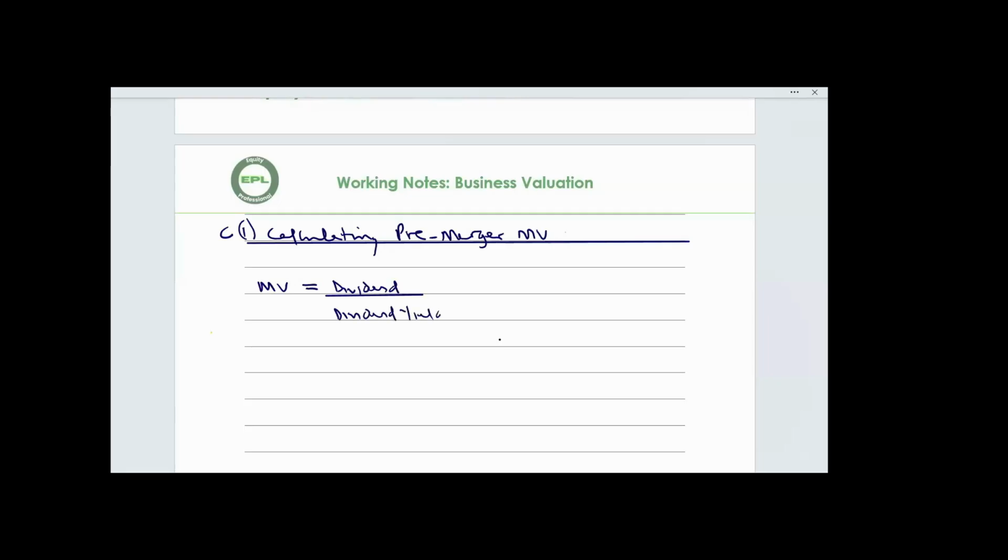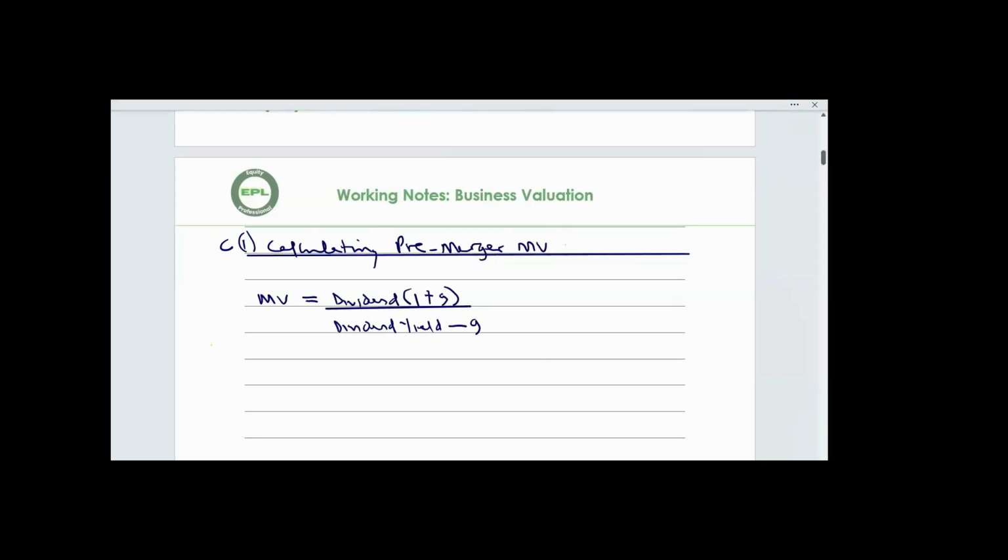Remember what I said. Dividend yield is the same thing as cost of equity or rate of return on equity. Now, in this question, of course, this formula is where there is no growth. But in the question, the examiner has given us a dividend growth rate. Therefore, you need to introduce 1 plus G. I will then say 1 plus G, then dividend yield minus G. G is the growth rate. So this is the formula I provided for you when I was explaining the concept.